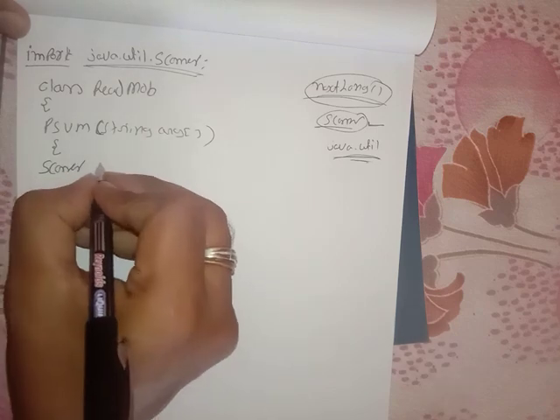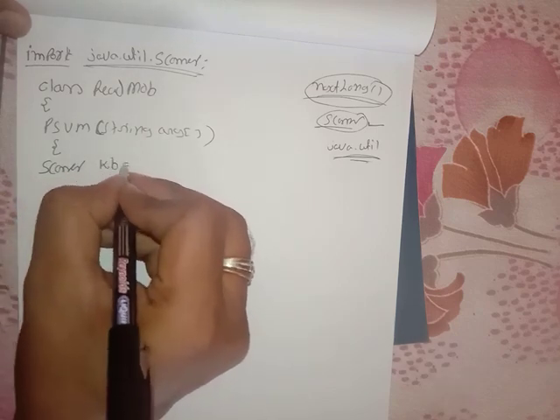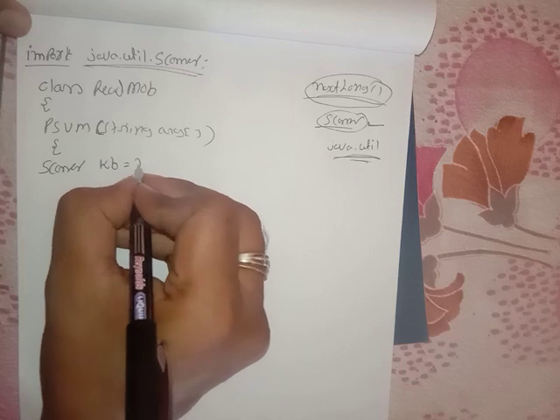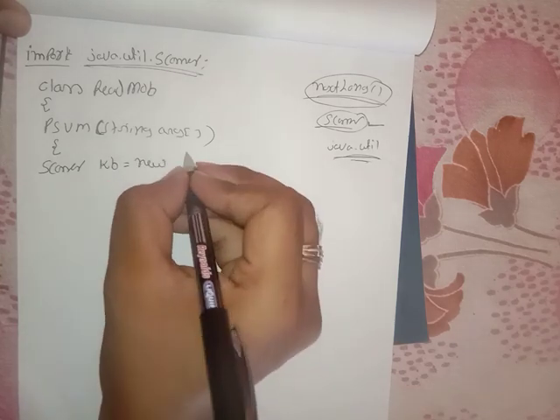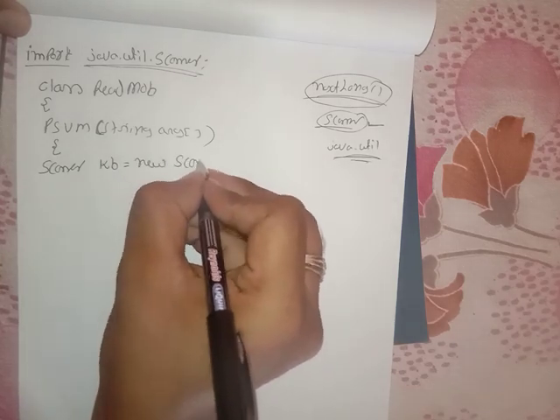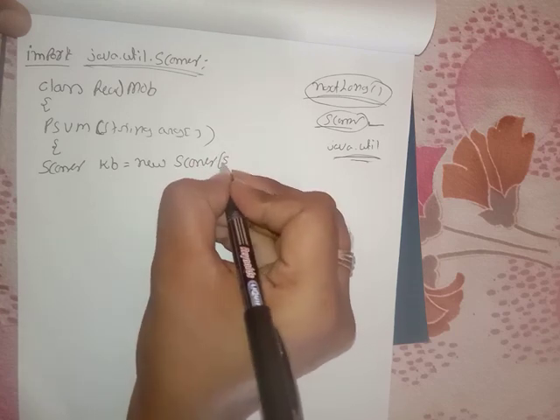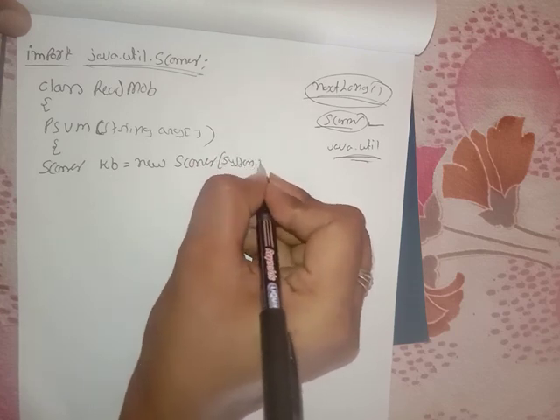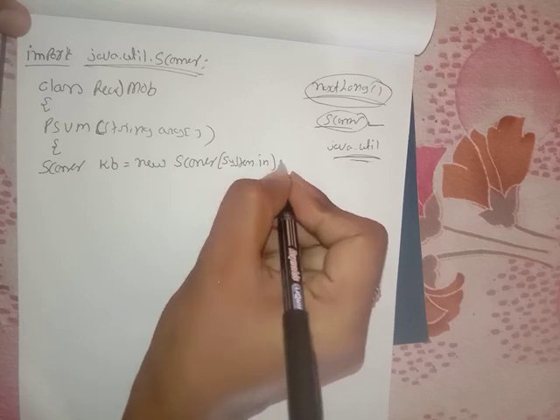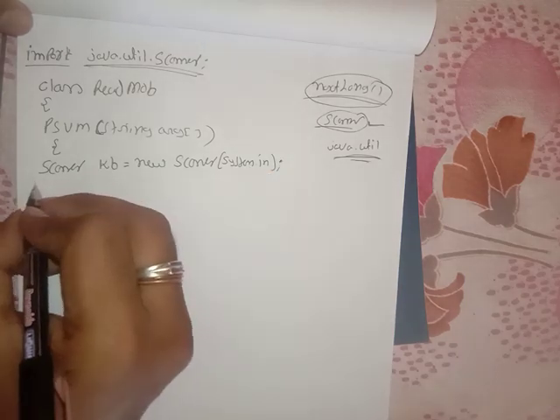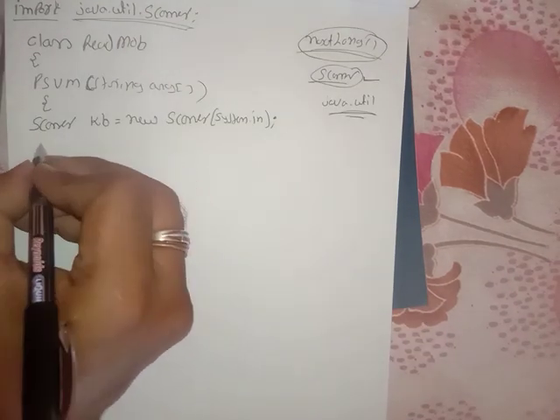Scanner, how to create? You can use any reference. Here I am using the reference KB. To create an object in Java, we use the new keyword followed by the class name Scanner. I want to read from the system, that is the reason System.in. Like this you have to create a Scanner class object.